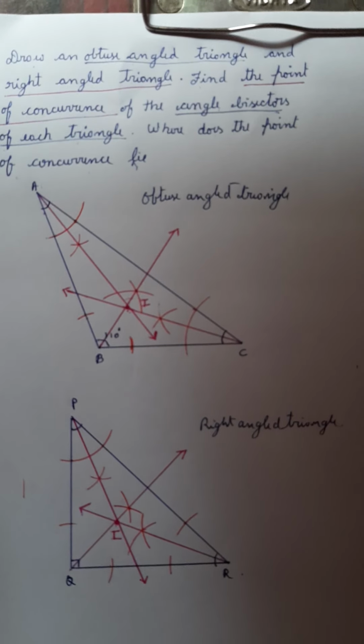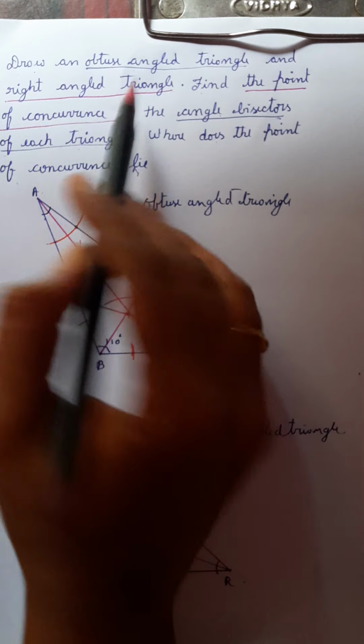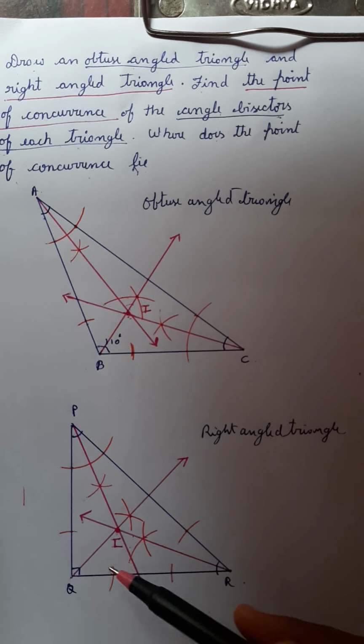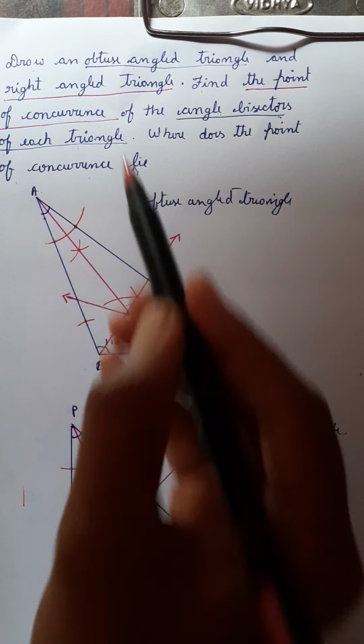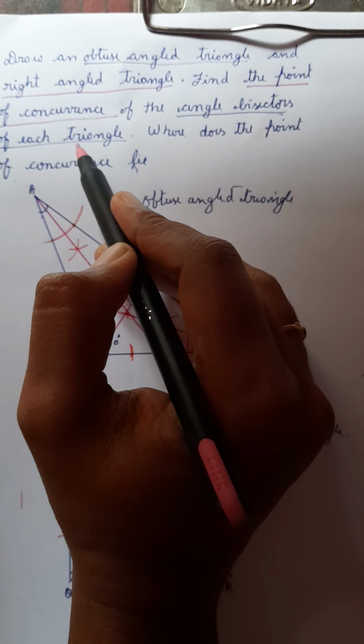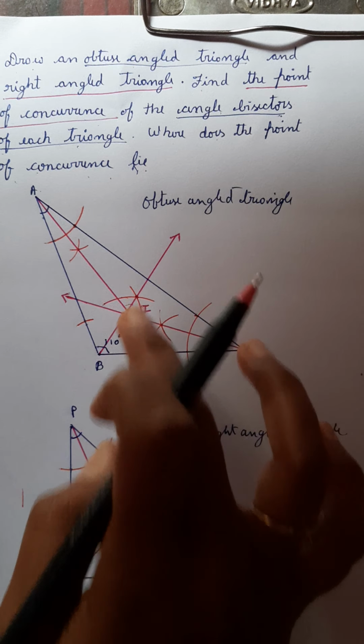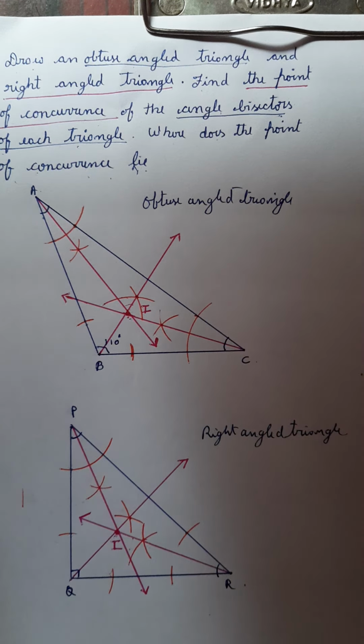So now see the question. Draw an obtuse angle triangle and right angle triangle. So drawn both. Find the point of concurrence of the angle bisectors of each triangle. Here is the point of concurrence. Where does the point of concurrence lie? So both lie inside the triangle.